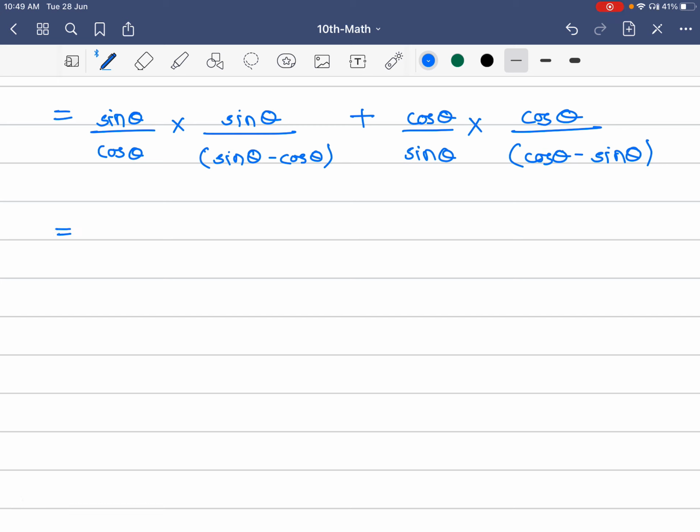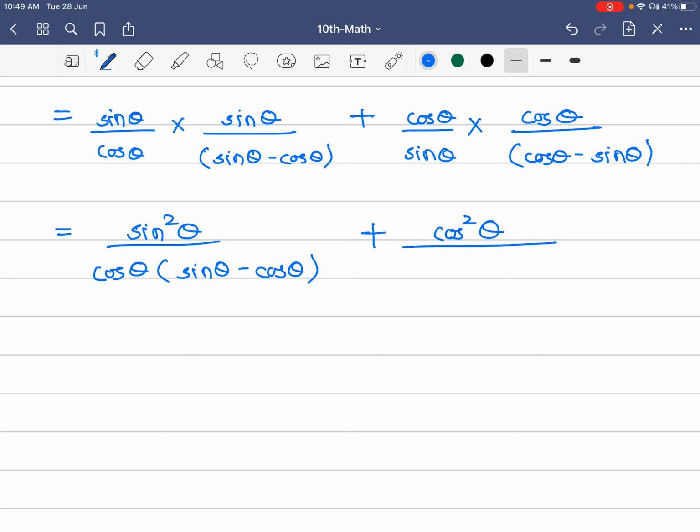Now let's try to compress them. So this is basically sine square theta, the whole upon cos theta multiplied by sine theta minus cos theta, plus as it is, this is cos square theta, the whole upon sine theta into cos of theta minus sine of theta. Now once again we have this one fraction a plus second fraction b. So what we are going to do is this into the whole thing plus this into this, and then the whole divided by this multiplied by this.